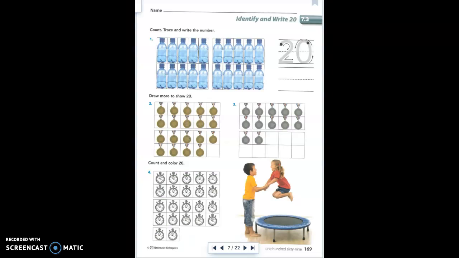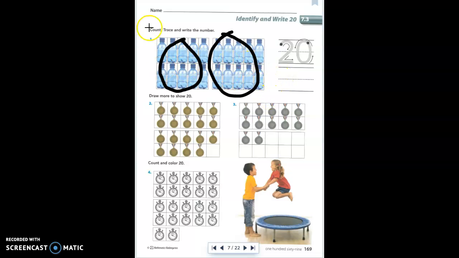Okay, so hopefully you have pulled out page 169 and 170, or lesson 7.3, and you're ready to work with me. We're going to continue practicing this number 20. So instead of using base 10 blocks, they're switching to 10 frames. And as you can see, with number 1, I have one set of 10 and another set of 10. I have two sets of 10 frames. Now I could go through and count all these individually and come up with 20. That would take me a long time.